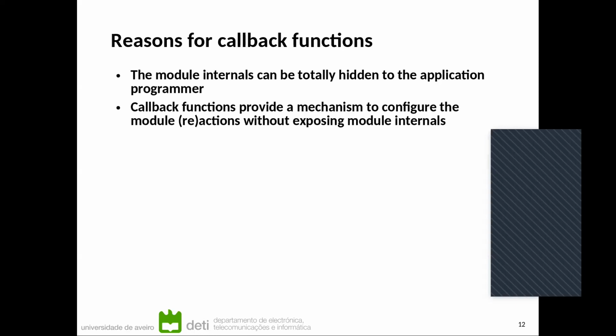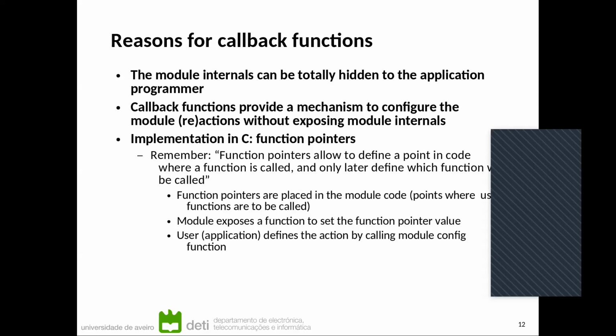a function to initialize the model and set the pointer to the callback function. And in C, the callback functions are implemented using function pointers. Remember this definition that I presented you before, that a function pointer allows me to define a point in code where the function will be called, and then only later in runtime define what's going to happen when that function is called.